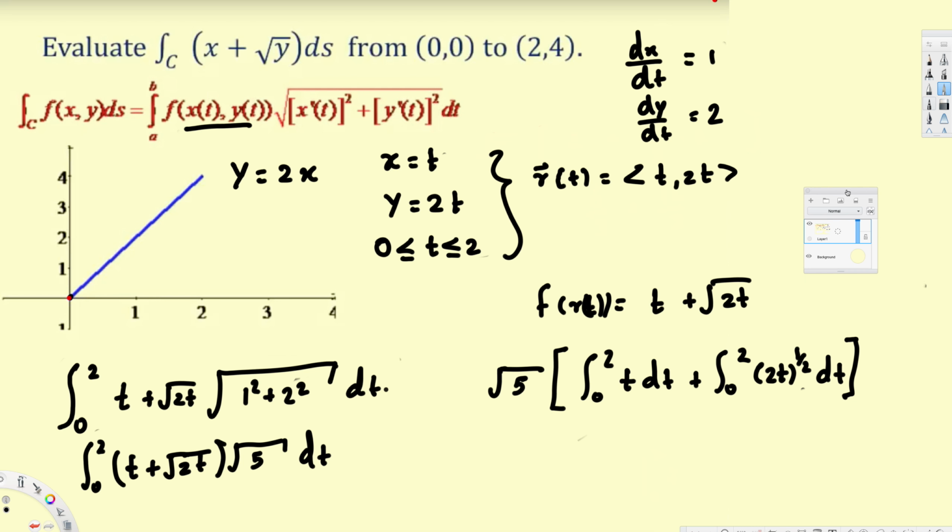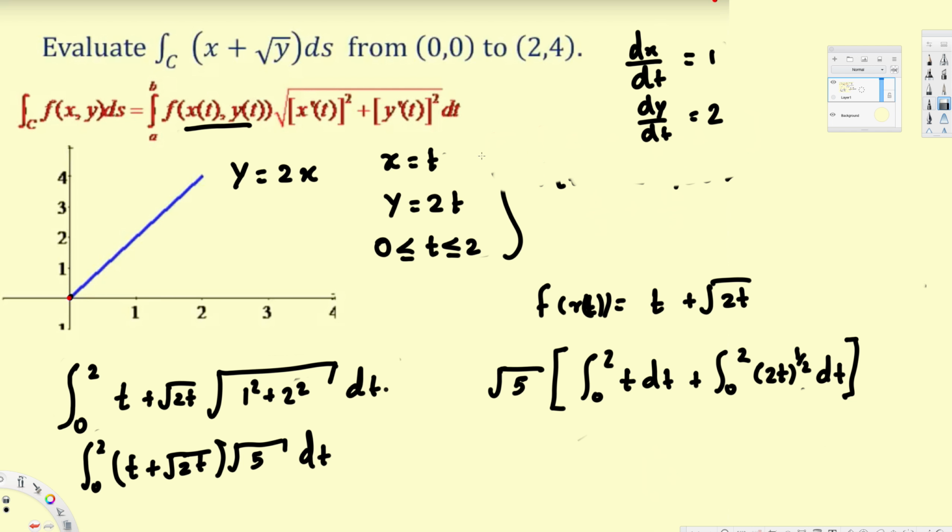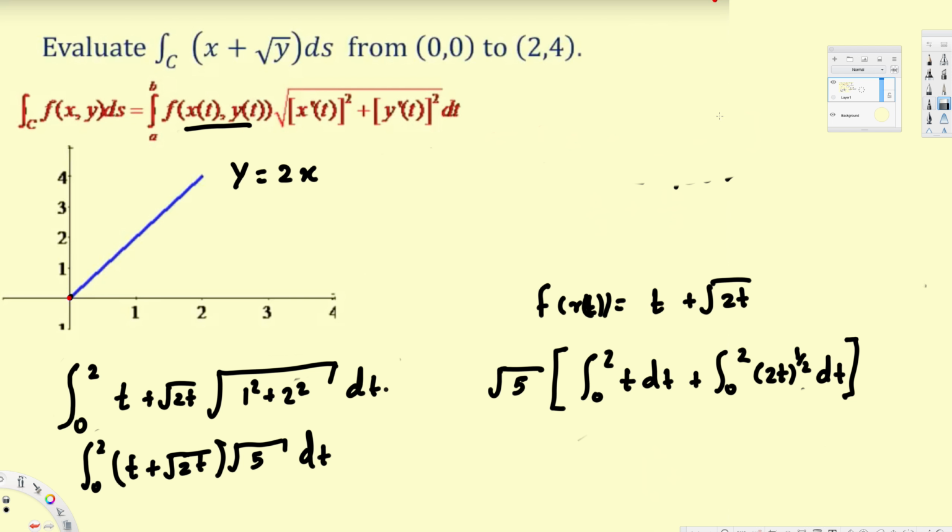Now let's do the integration. Let's get rid of some of these parts because we need some space. Okay, so for the first one, the integration is easy. If you look at this one, the integration is just t squared over 2, going from 0 to 2, and we are going to have square root of 5 remaining in the front. And also we have this one.